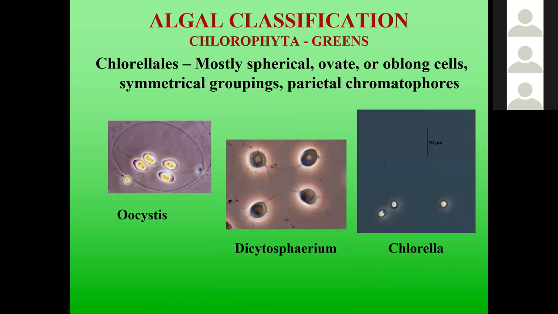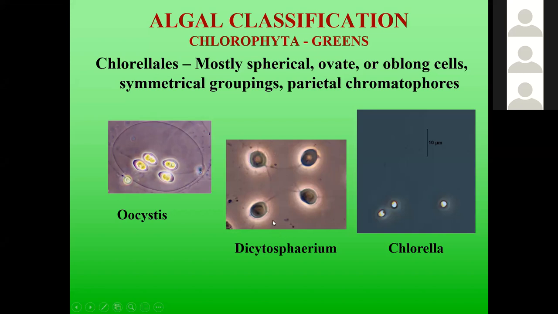Chlorellales is half of a bigger group that got broken up not too long ago. These are mostly spherical, ovate, or oblong cells in symmetrical groupings. Again, parietal chromatophores, usually in some kind of grouping. So your Oocystis, with characteristically four, you see it with two, you see it with eight, but generally four in a mucilage, which may not be as expansive as this. But that's the one I was looking at this morning with the main folks. That's exactly what it looked like.